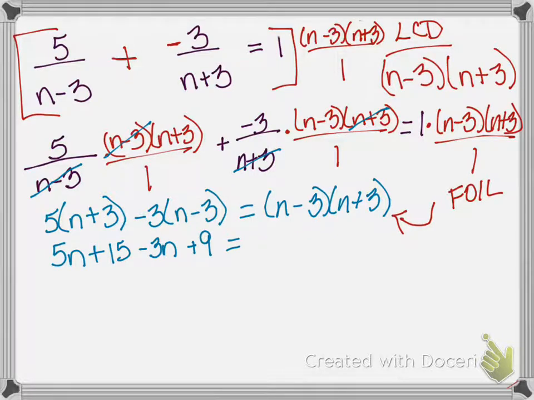N times n is n squared. N times 3 is 3n. -3 times n is -3n. -3 times +3 is -9.